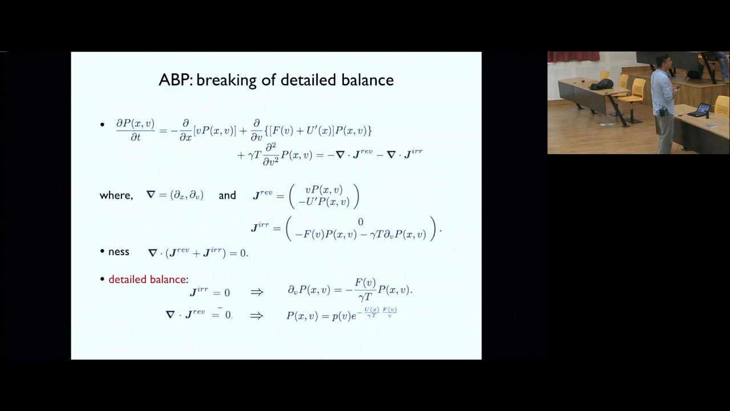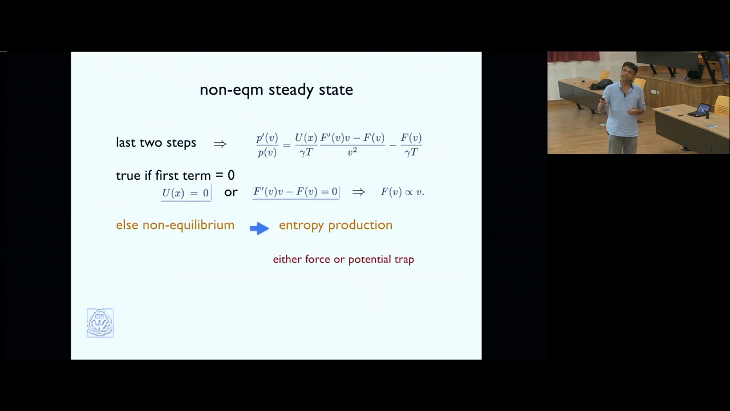Then if I come to our system and ask what is the minimal condition under which the system shows breaking of detailed balance, I wrote down the full Fokker-Planck equation of the system. My reversible and irreversible parts of the current I list down here. The detailed balance condition will require that the irreversible current is 0, while the divergence of the reversible current is 0. So you have these two equations. Now if I put these two equations together, I get this relation.